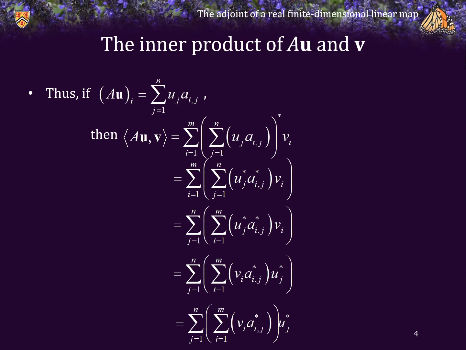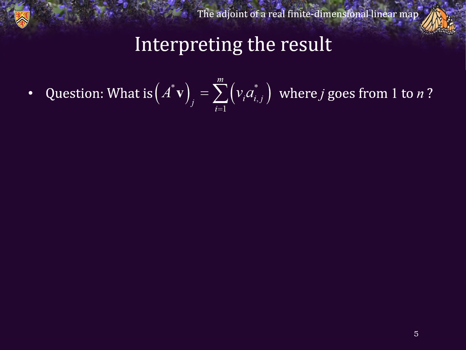Okay, so in taking the inner product of U with something else, we are actually conjugating the entries of U. Therefore, whatever is left must be the adjoint of A times V. All right, so what is the adjoint of A times V and what's its jth entry? Well, that's what we just found here, and that must be true for each j going from 1 to n.